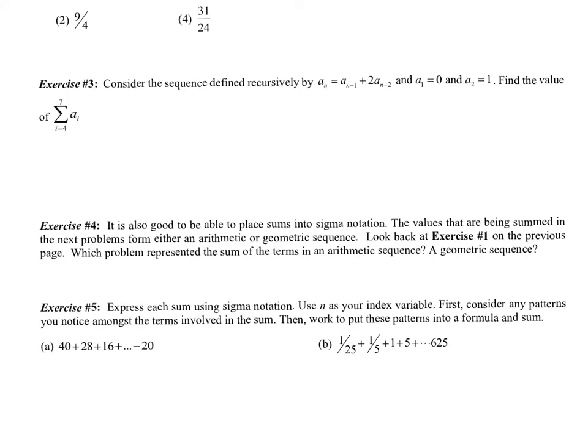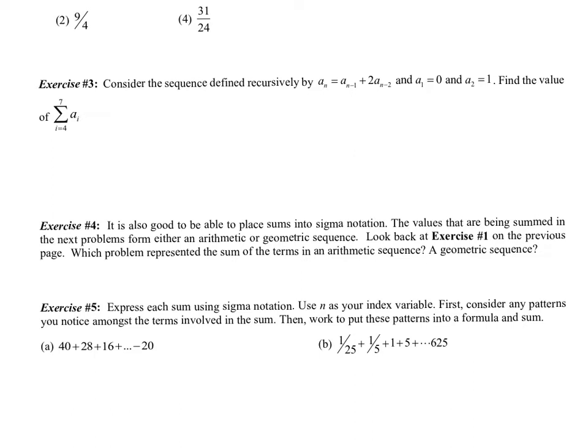Number 3. Consider the sequence defined recursively by a sub n equals a sub n minus 1 plus 2 times a sub n minus 2, and my first term is 0, my second term is 1. Find the value of, and then they give us the summation.